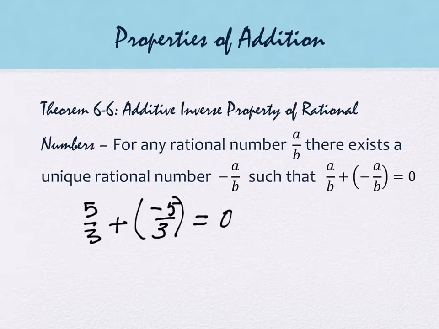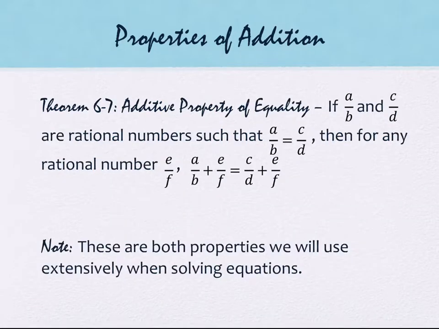So this is a property we saw in chapter 5, and this is another property we saw in chapter 5 that extends to rational numbers. If A over B and C over D are rational numbers that are equal, right? So imagine you have 3/6 and 2/4. They're the same, they just are expressed differently, right? Then for any number E over F, if you add it to A over B and you add it to C over D, you're going to get the same outcome.